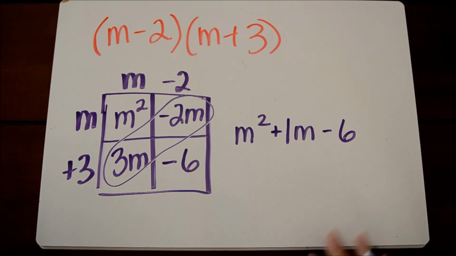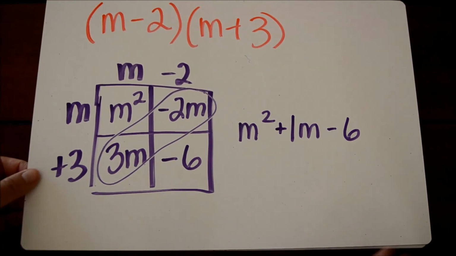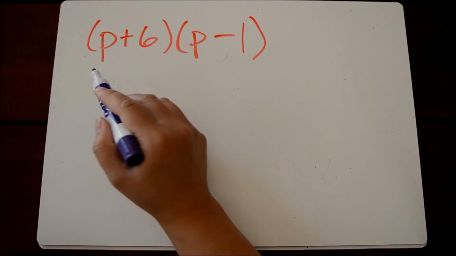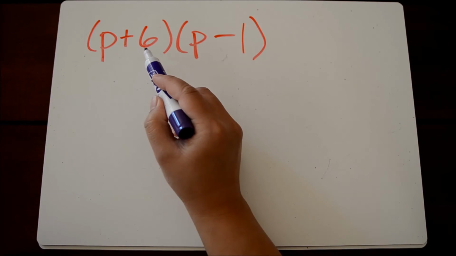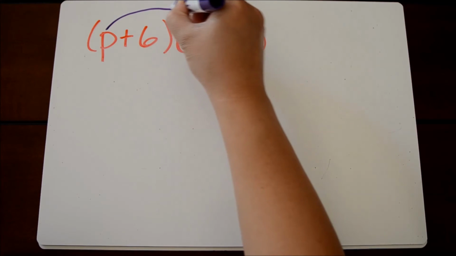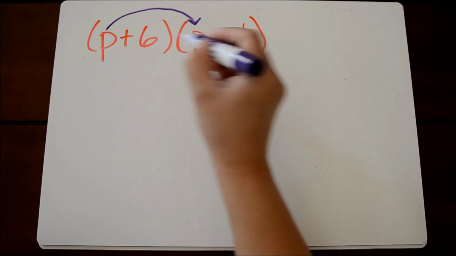Let's take a look at another example. So here again we have two binomials being multiplied, and this time I'm going to show you the distribution method. I'm just going to multiply everything by everything. So let's first start by distributing p to everything in the second binomial.